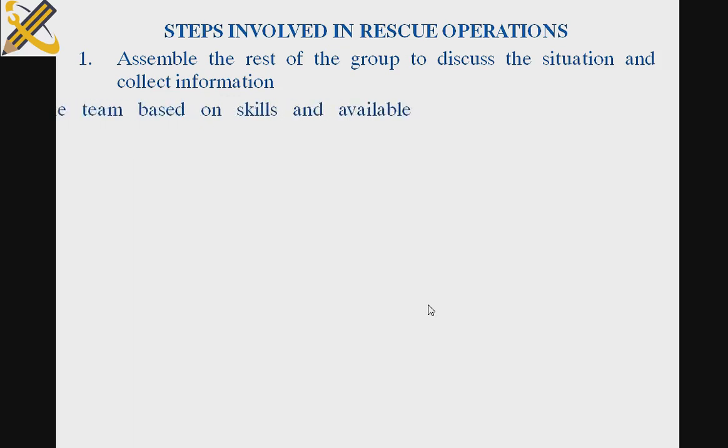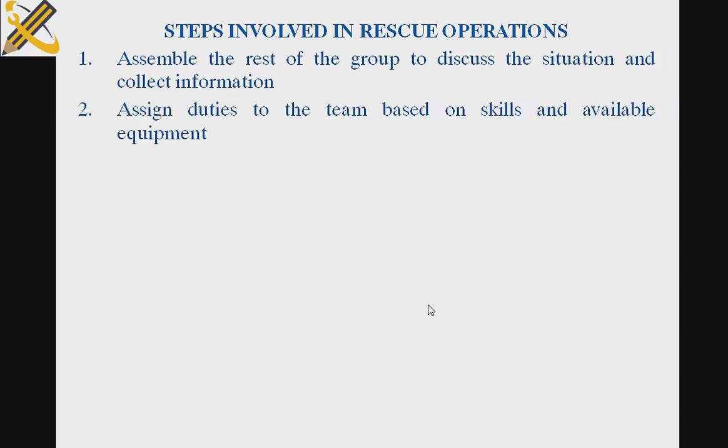All right. So number 2, assign duties to the team based on skills and available equipment. For example, let's assume a car that fell off the Third Mainland Bridge into the water underneath. There you will assign duty to your team. Some will work with the heavy machine equipment that is going to pull out the car. There will be swimmers who will go under the water and attach the rope of the lift to the car so as to convey it out. So such as that.